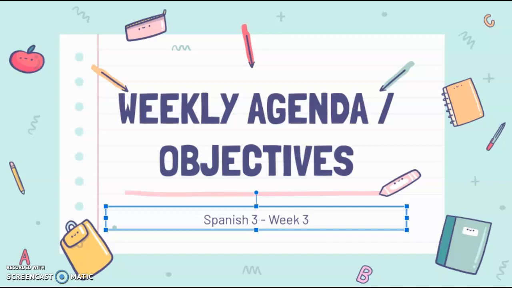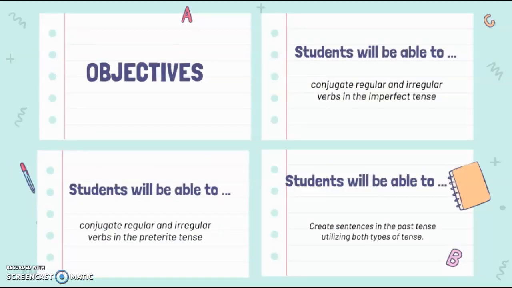Our weekly agenda and objectives for Spanish 3, Week 3. So this week we will be going over our preterite and our imperfect tense. So remember, preterite and imperfect are both past tenses in Spanish. There are two different past tenses, which is different than in English.